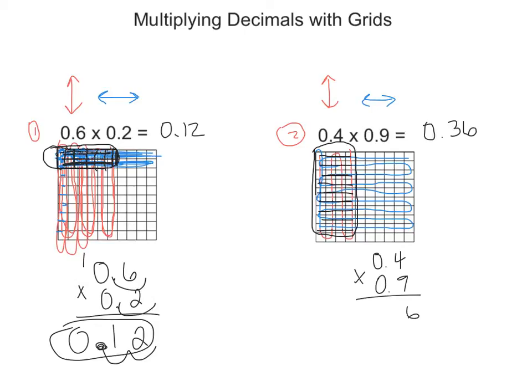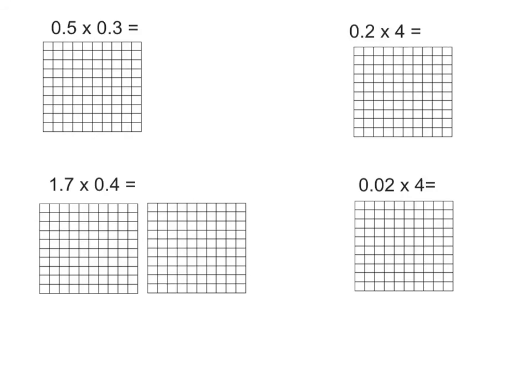9 times 4 is 36. 9 times 0 is 0, plus 3 is 3. And in my numbers, there are 2 behind the decimal. So my answer is 0 and 36/100ths. There are many other ways that you will see decimal multiplication used on hundreds grids. So we're going to try this third example, 5/10 times 3/10.